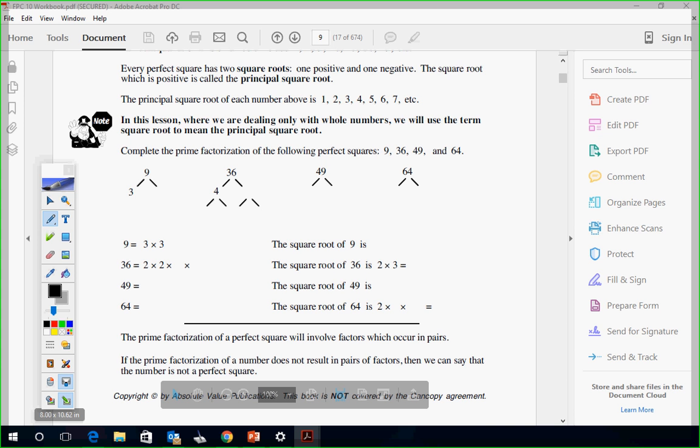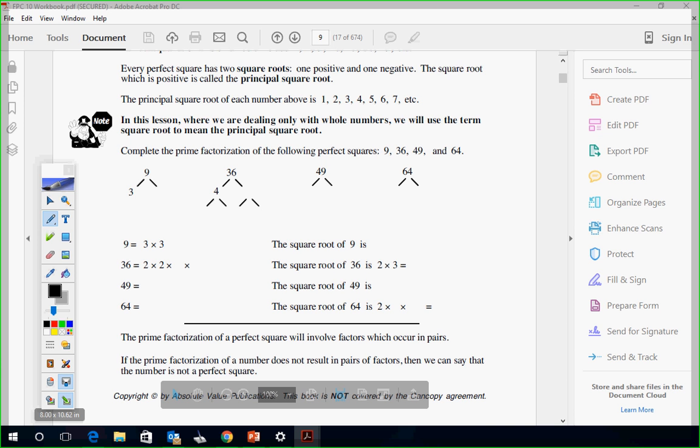Okay, the principal square root of each number above is 1, 2, 3, 4. So 1 squared is 1, so the principal square root is 1, etc. In this lesson, we are dealing with the whole numbers. We'll use the term square root to mean the principal square root. So complete the prime factorization of the following perfect squares.